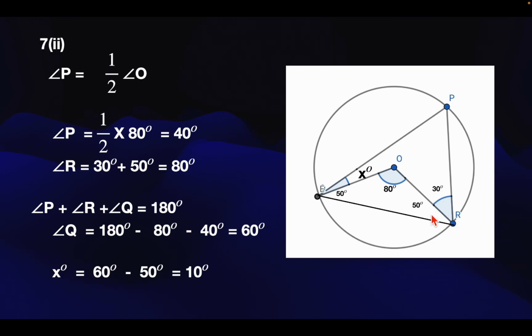This angle R will be 50 plus 30, that is 80. So we got angle P as 40 and this as 80. So what will be this angle? This angle Q will be 180 minus 80 minus 40, that is 60. This full angle will be 60. Now this angle will be equal to this angle because this is an isosceles triangle. So x plus 50 is equal to 60. Therefore, the value of x is 10 degrees.